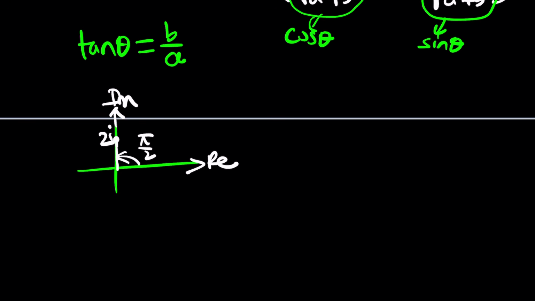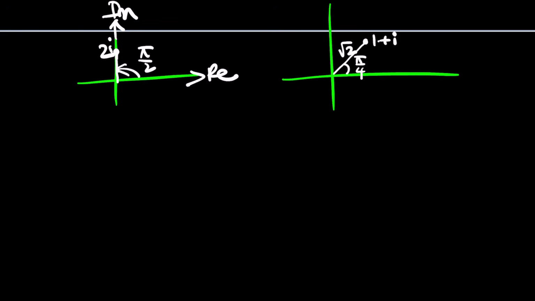And what about 1 plus i? 1 plus i is going to be very different. It's just going to be like here, and it's going to make an angle of pi over 4. So we can basically express each one of these using these arguments. And the modulus for 1 plus i is going to be square root of 2 from the Pythagorean theorem. Now we are ready to cook, okay?